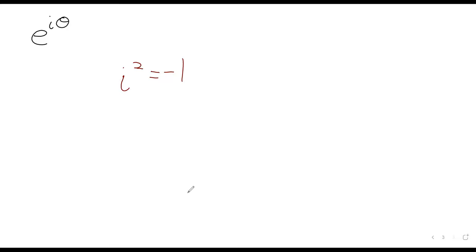I is the number such that I squared equals negative 1. So there are no real numbers with that property. Any real number squared is positive. I is called the imaginary unit. So the imaginary unit squared equals negative 1. And we want to know what happens if we perform exponentiation with this.